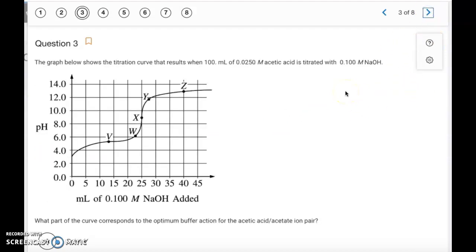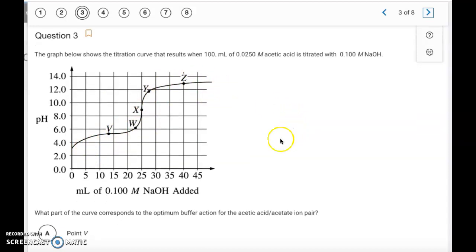All right, question 3, we see a titration curve. At the equivalence point, it's above where point X would be. It's above 7, so we know this is a weak acid titrated with a strong base. So a weak acid and a strong base titration. Which part of the curve corresponds to the optimum buffer action for this acetic acid acetate ion pair?